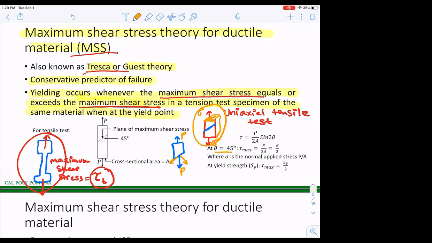Sorry, one more time on that last sentence. Yeah. So in case of tensile test, half sigma is what? Normal stress, which is P by A. So the maximum shear stress happens at 45 degree and its magnitude is half the applied normal stress, based on this formula. Do we agree?